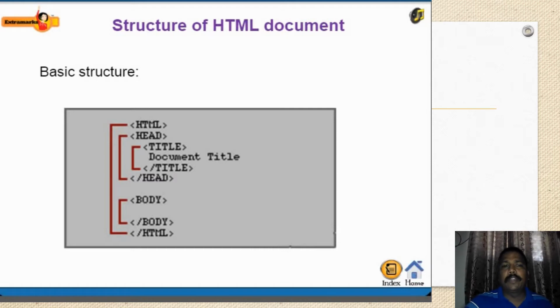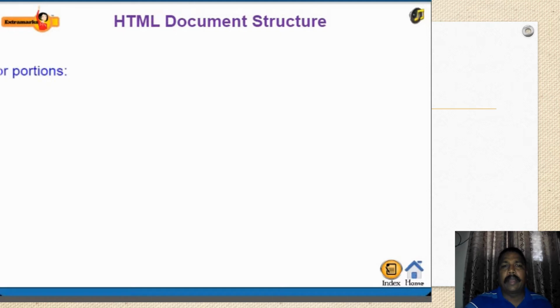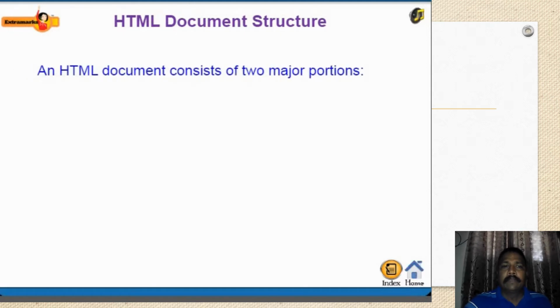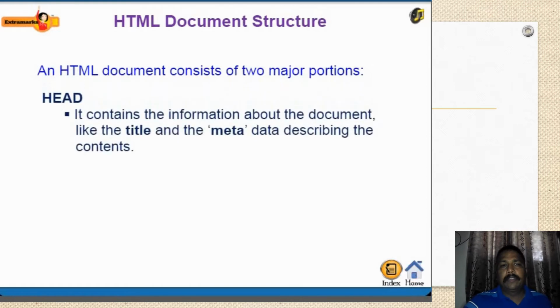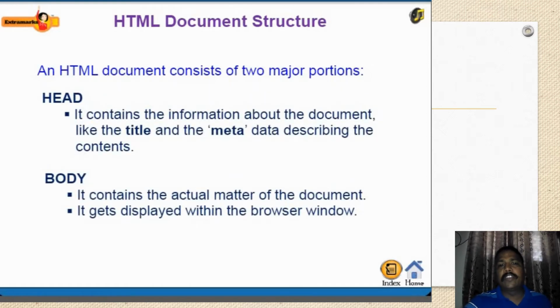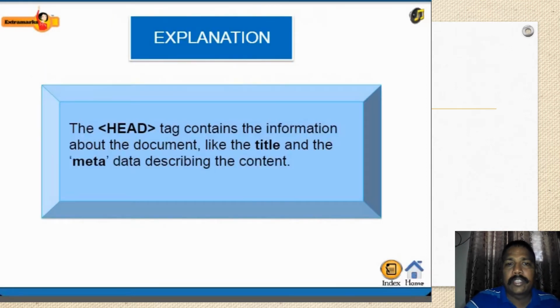The structure of an HTML document: this one is called the HTML part, head part, and body part. An HTML document consists of two major portions. Number one is head. It contains the information about the document, like the title and a metadata description. And body contains the actual matter of the document, and all the tags are used inside the body tag. So this is the basic structure.